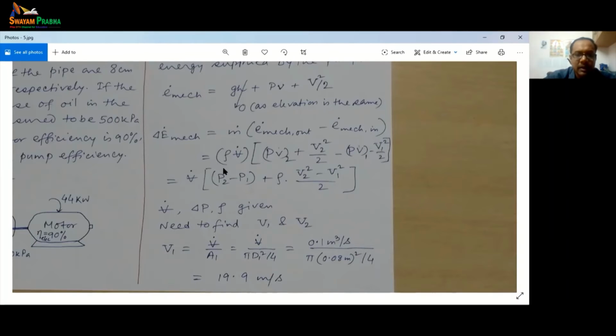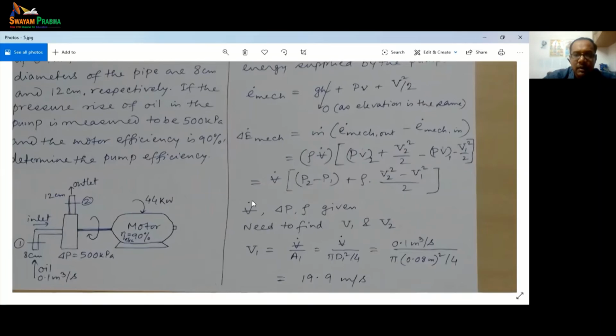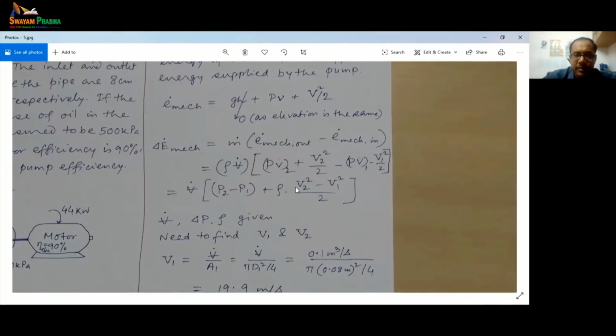Now if you simplify and use the information that density is nothing but the reciprocal of the specific volume, right? So when you take this density inside the parenthesis, then you are left with the volume flow rate here, and the specific volume terms will vanish, and you will have a P2 minus P1 term, right? And for the kinetic energy part, the density will be there. So that will be rho into V2 squared minus V1 squared by 2. So here now we have gotten rid of the specific volume.